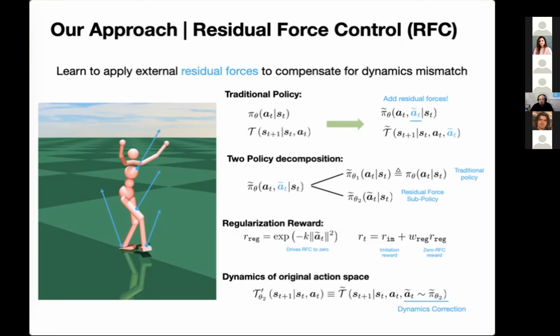But this is how we're going to model the humanoid. At the top, I have the traditional policy. The traditional policy takes the current state and gives some kind of action, which is going to be torques applied to joints, and we have our state transition dynamic. We're going to modify this policy by adding something called the residual force, marked here as A tilde.